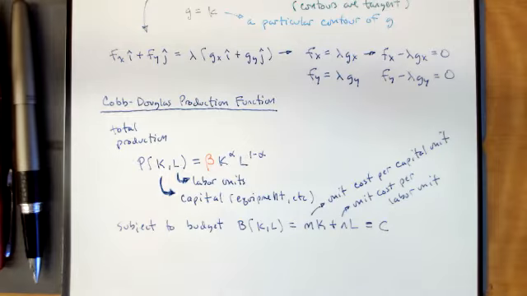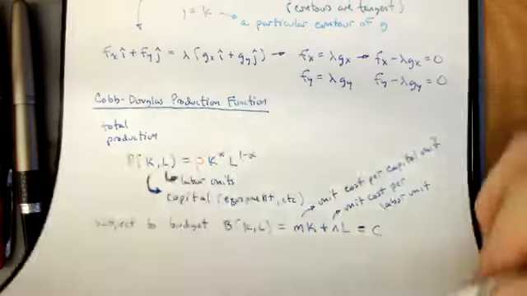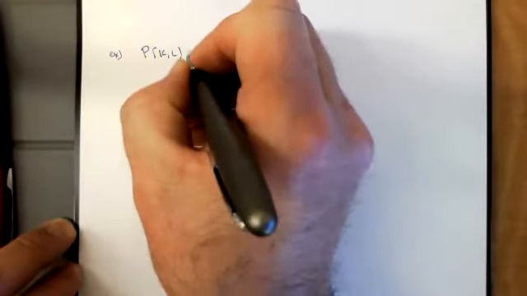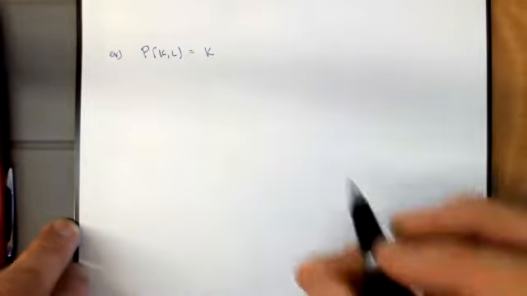All right. Let's do an example. Let's suppose that we want to maximize P of K and L, which is going to be K to the... how did I split it up? 2/3 and 1/3.